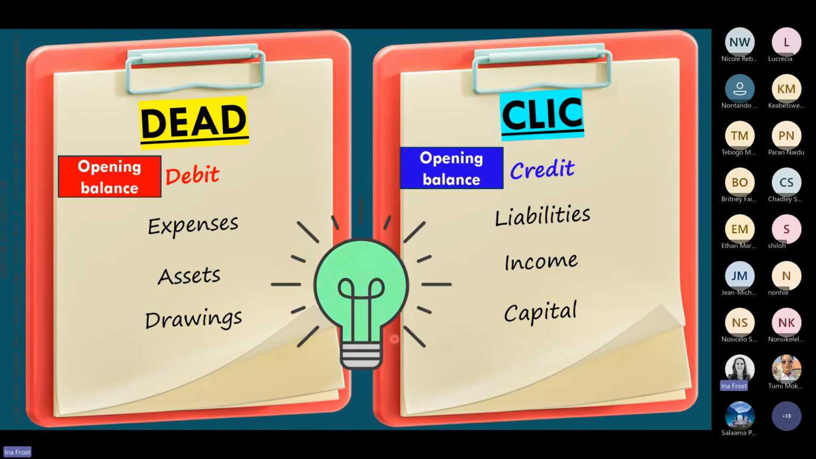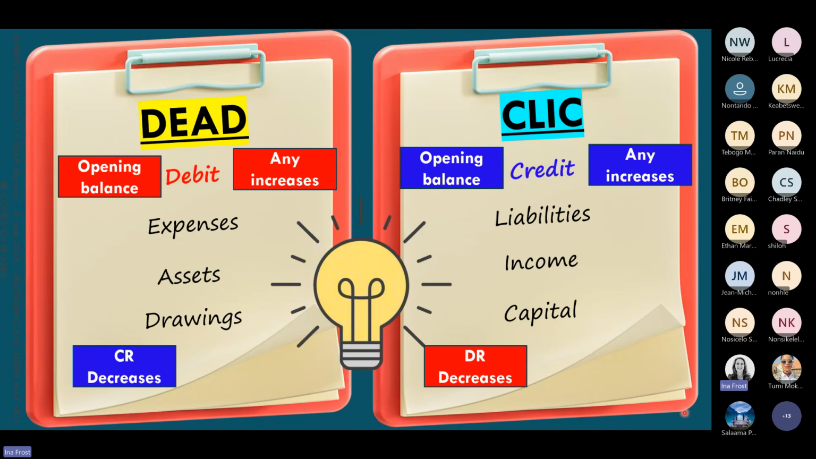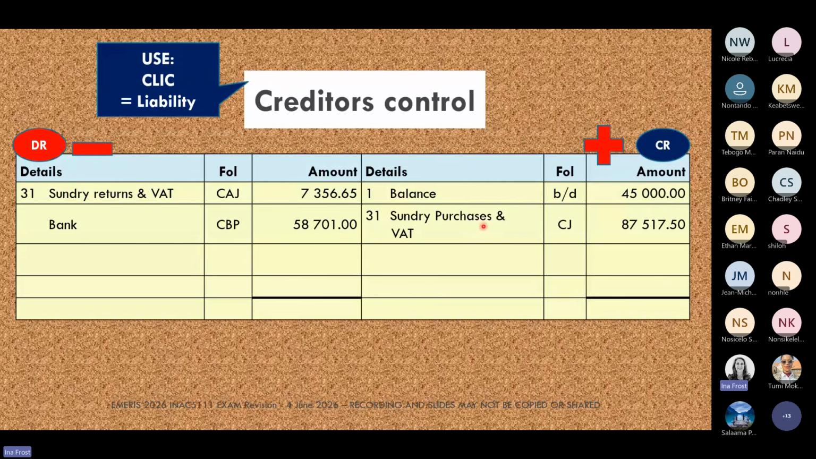So in terms of DEAD CLICK, we said the opening balance is on the debit side, or the credit side for liabilities, and it is the opening balance and the increase. So the opening balance and the increase on a particular account is always on the same side. And any decreases in the account then go to the opposite side. And you can see it here in our creditors control. All the increases and the opening balance were on the credit side, and the decreases were all showing on the debit side.